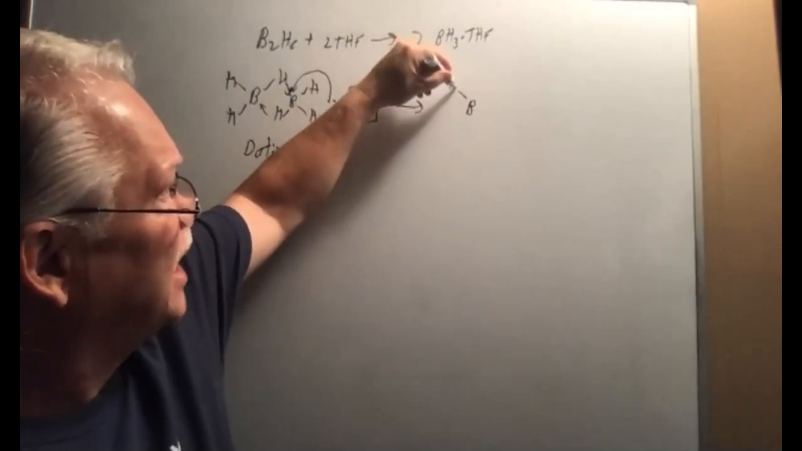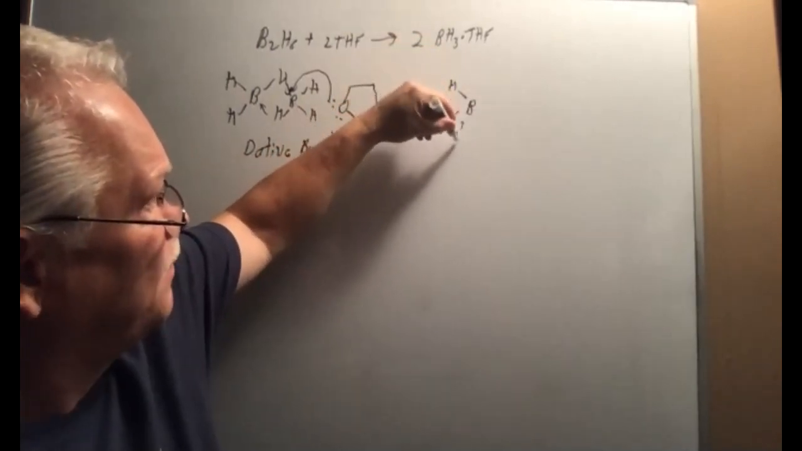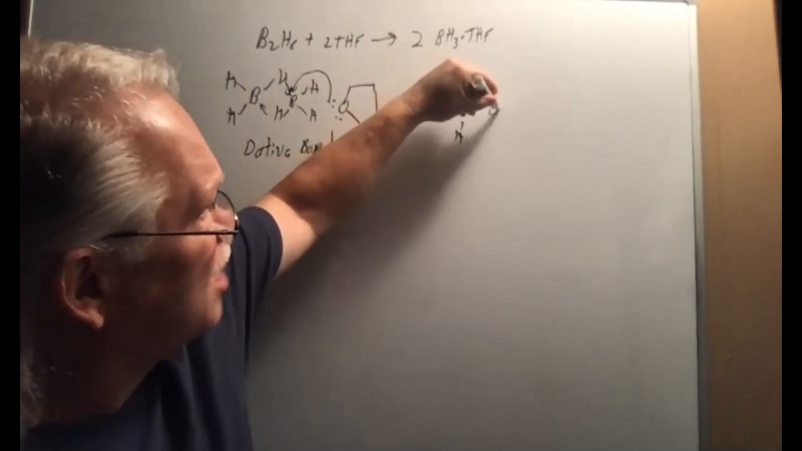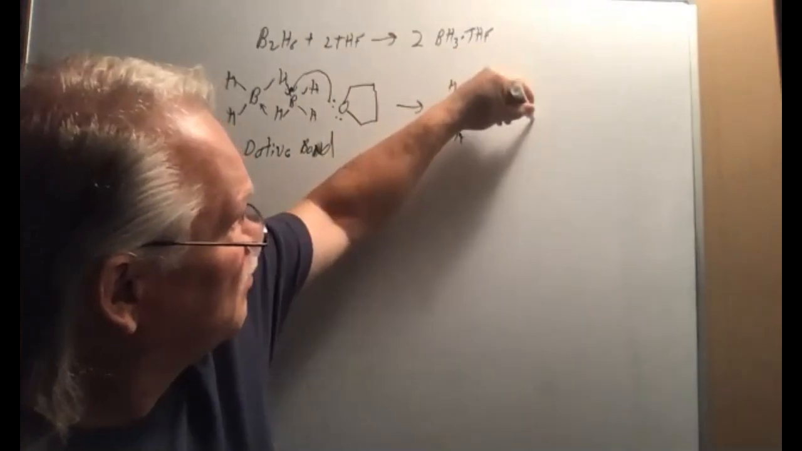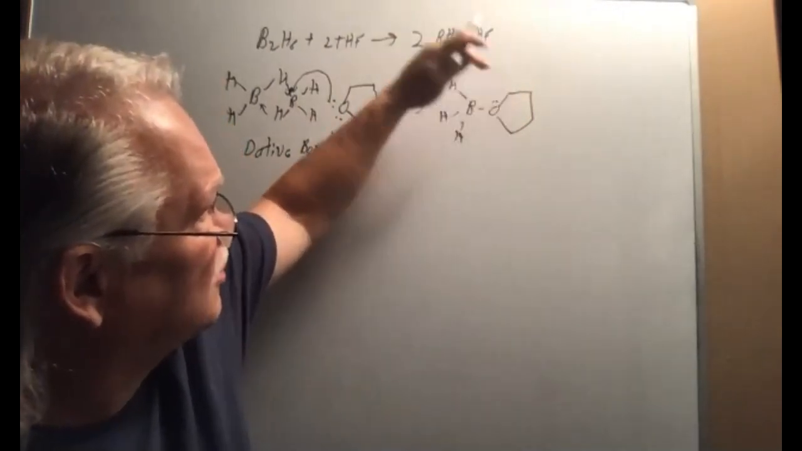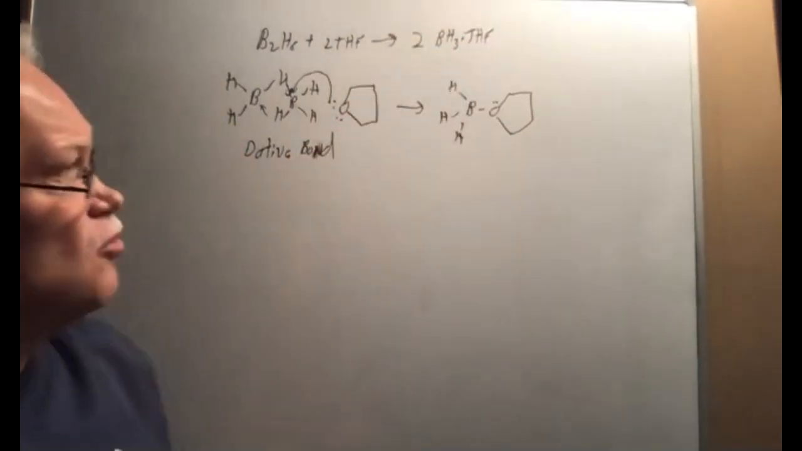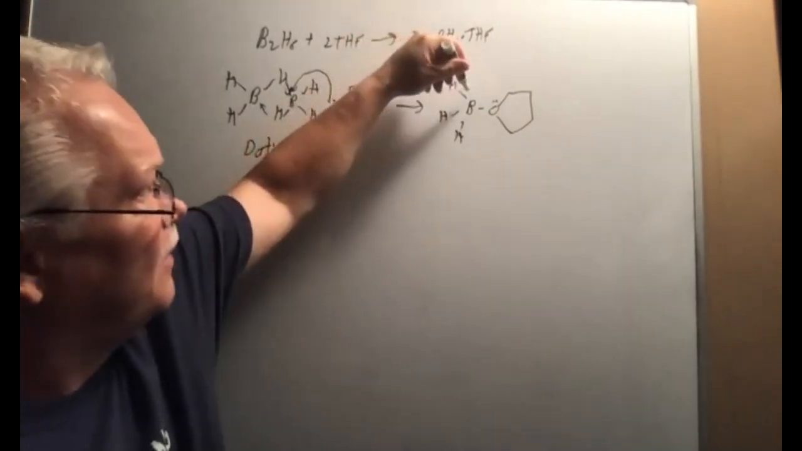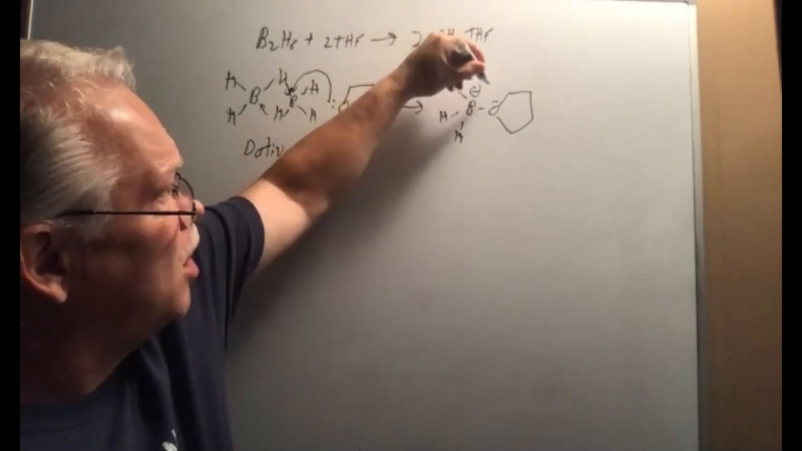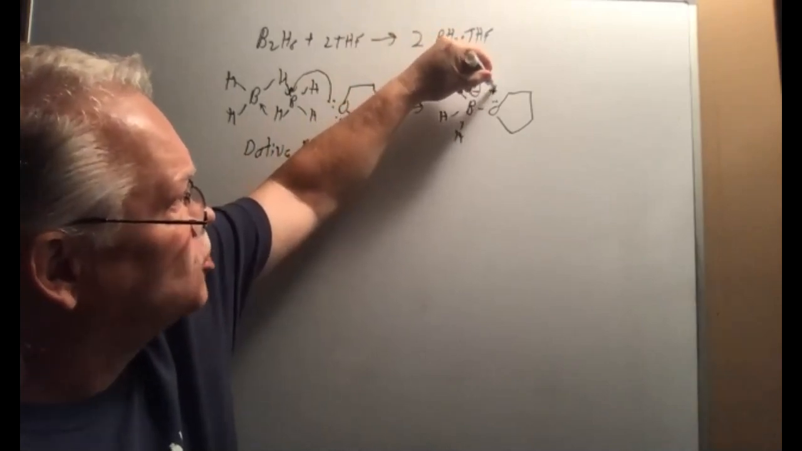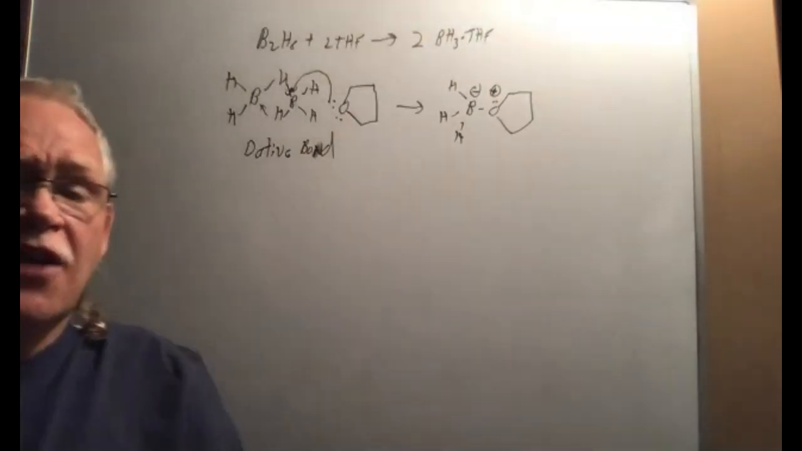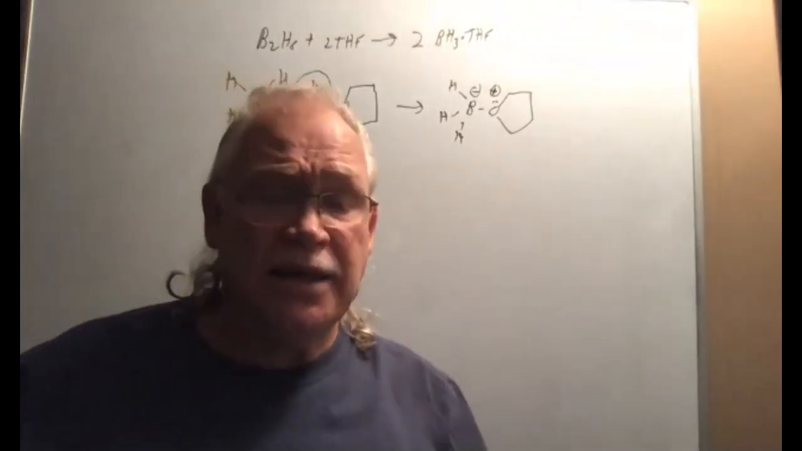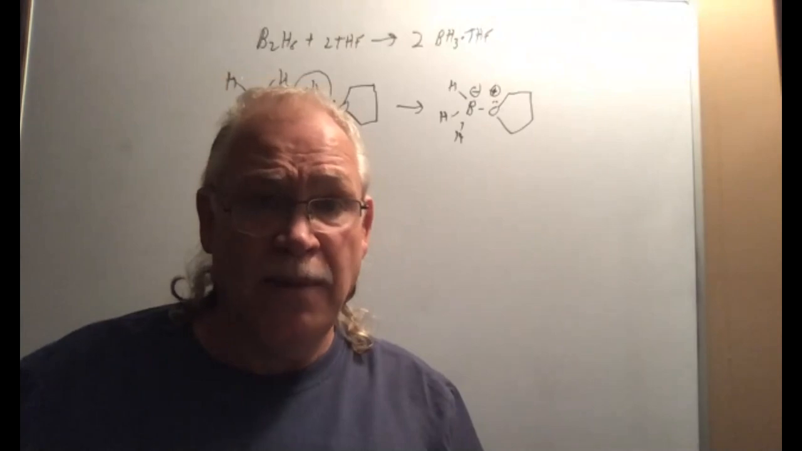The boron has 3 hydrogens around it, but then the oxygen comes in here. Now remember, the oxygen's on a cyclic ether, and one pair of the electrons gets shared with the boron. If we were to calculate formal charges here, the boron would be negative and the oxygen would be positive. So what happens is this THF molecule donates its electrons, okay?